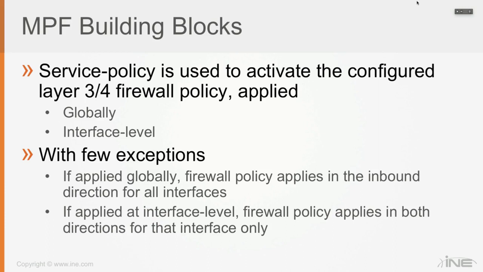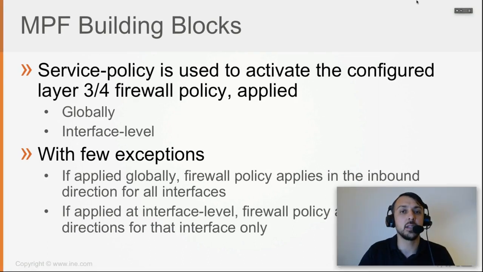If the policy map of type layer 3, 4 is applied at the interface level, then the configured firewall policy in that policy map applies in both directions and for that interface only. And this makes sense because if it's applied at the interface level only, maybe some traffic is going to be just outbound, some traffic is going to be just inbound.